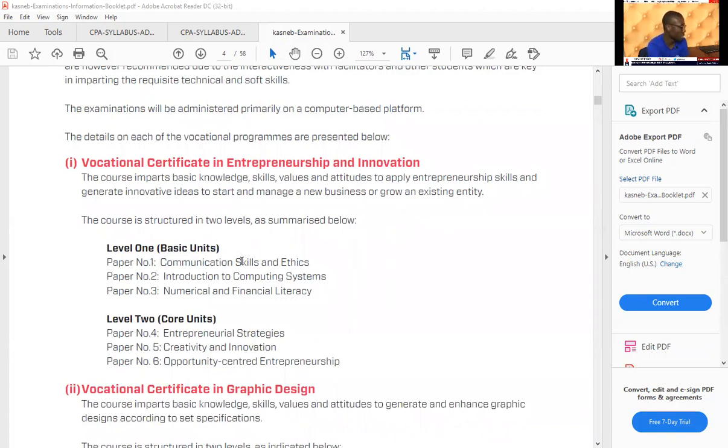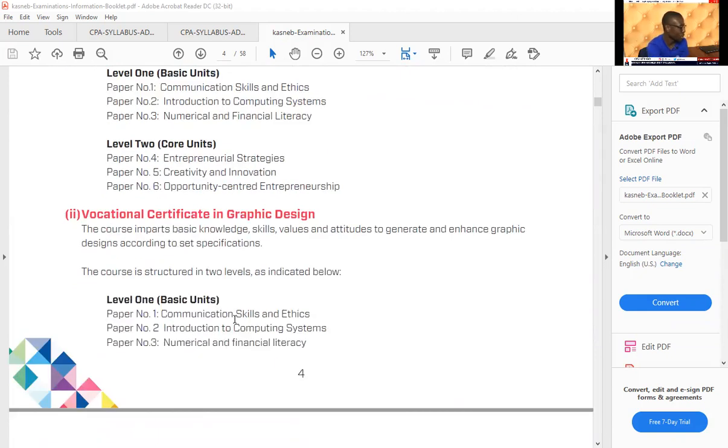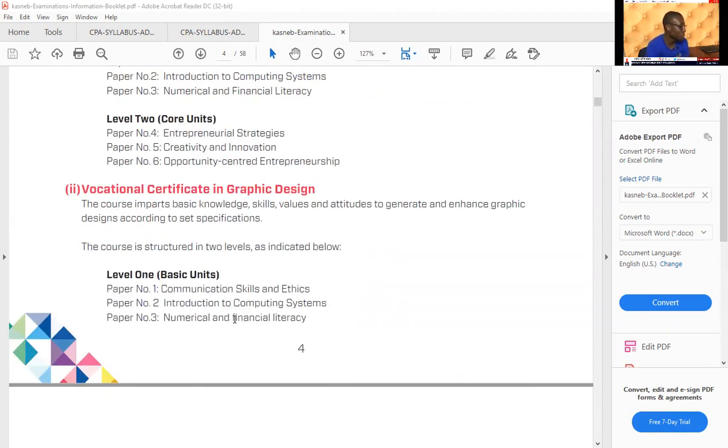It has 2 levels, that is level 1 and level 2. We're having the units as indicated there. Also, they have introduced a vocational certificate in graphic design. These are talents, and you can use this knowledge and skill in graphic design to generate your own income, even without sitting in an office or being employed somewhere. These skills and knowledge will be very efficient and proficient for you guys.